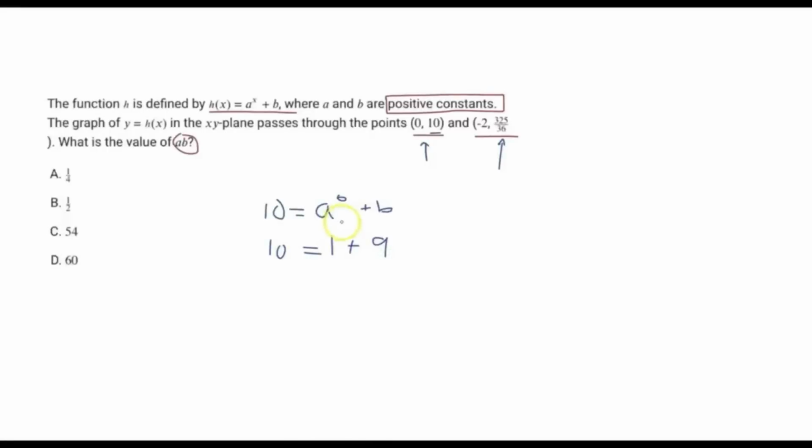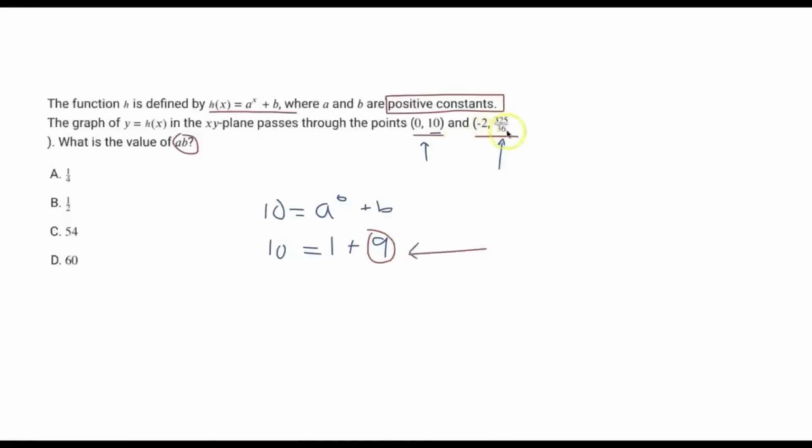So we still do not know what the value of a is, but we know whatever a is to the power of 0 is going to be 1. But we have now just found out the value of b, right? And it makes sense because b is a positive constant. Now what we want to do is tackle the second part. So the second part here is -2, 325 over 36. So let's see what we can do here now that we know what the b value is.